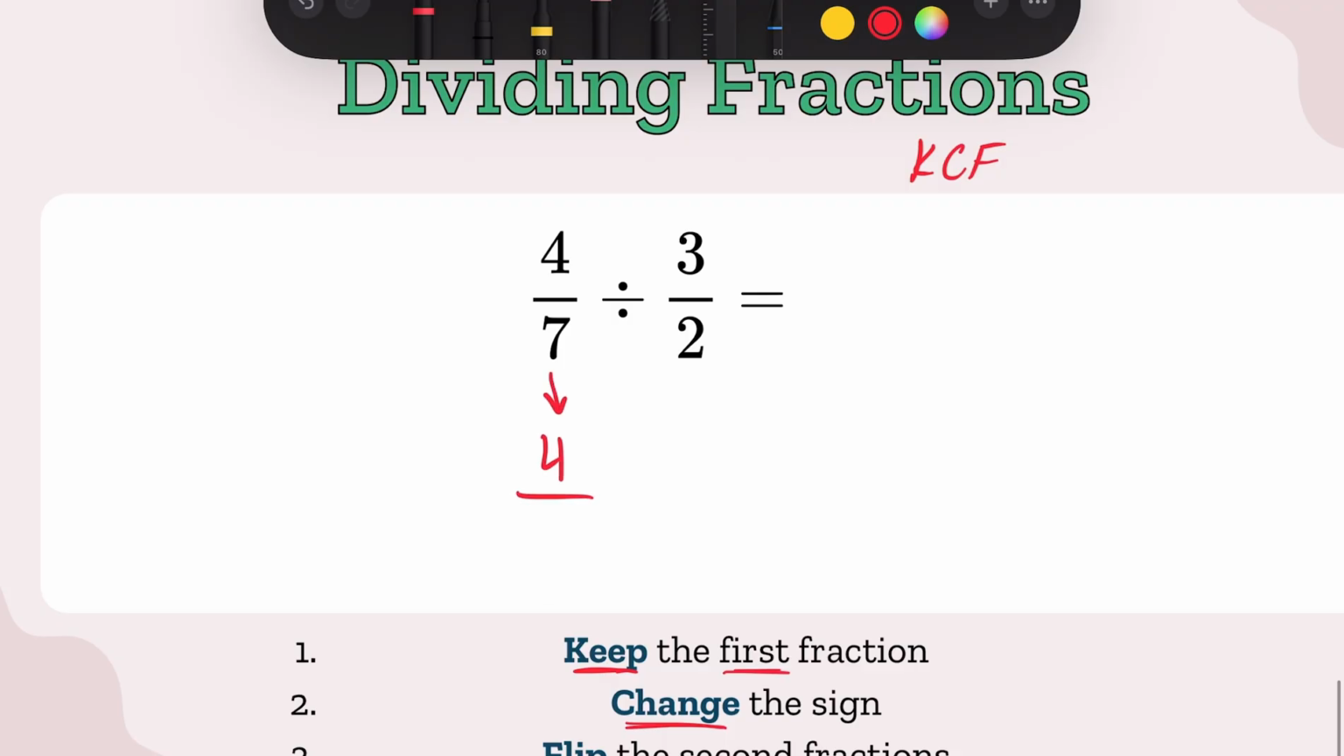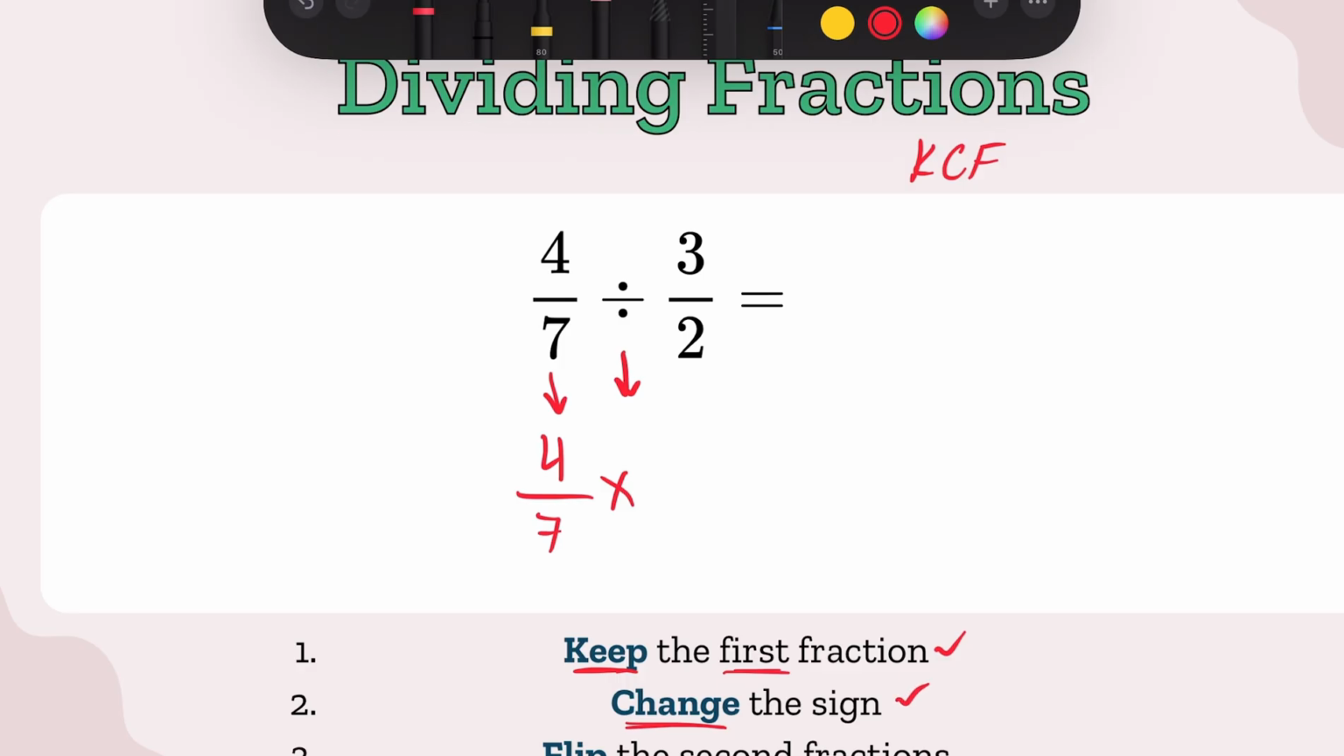So what I mean by this is that you're going to literally keep this first fraction. So I'm just going to keep it the same. 4 over 7. First step, done. Now I'm going to change my sign. So I'm always going to change my division symbol to multiplication. And remember, this only applies when dividing fractions.